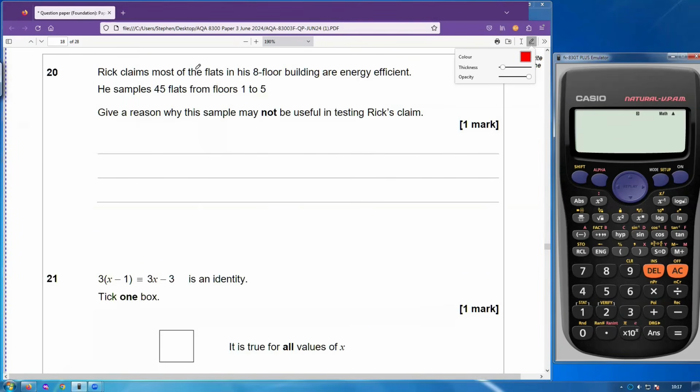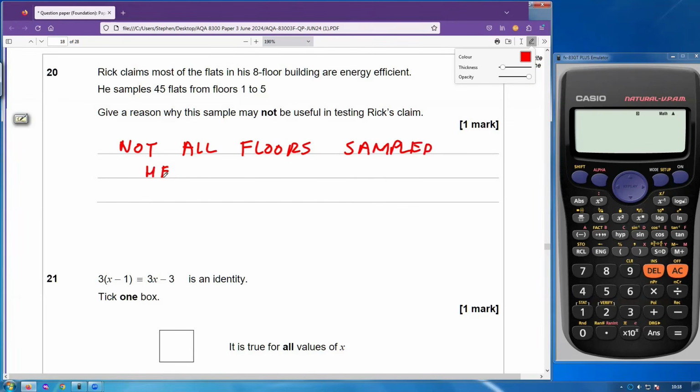Rick claims most of the flats in his 8-floor building are energy efficient. He samples 45 flats from floors 1 to 5. Give a reason why this sample may not be useful in testing Rick's claim. I'm sure that's all they're asking. Why would you do 1 to 5? You'd go all the way up, wouldn't you?